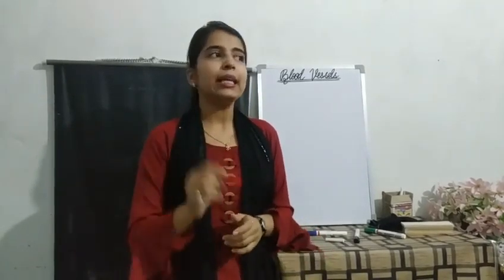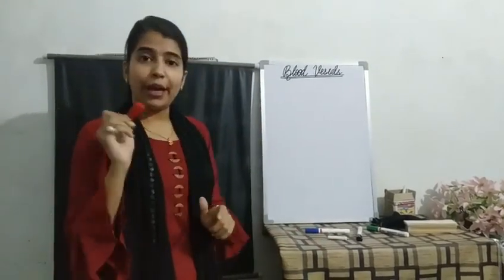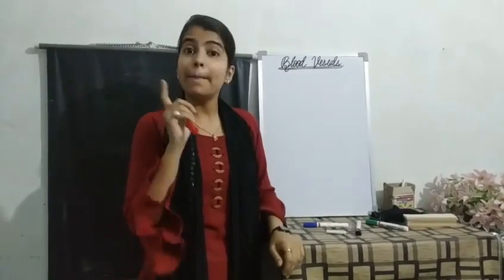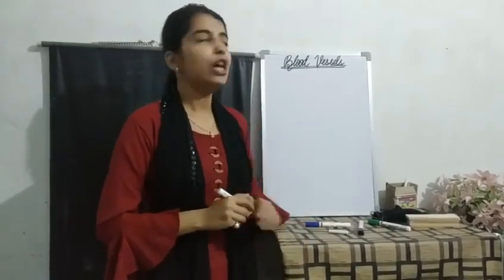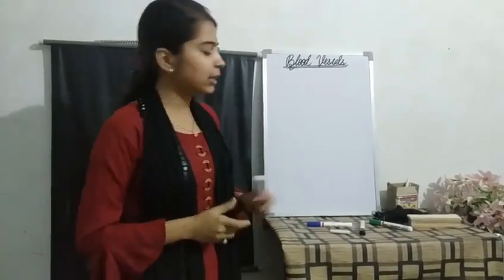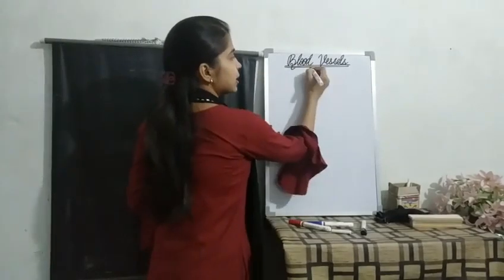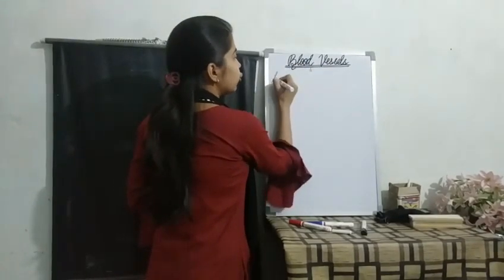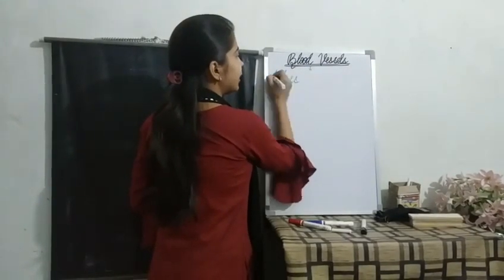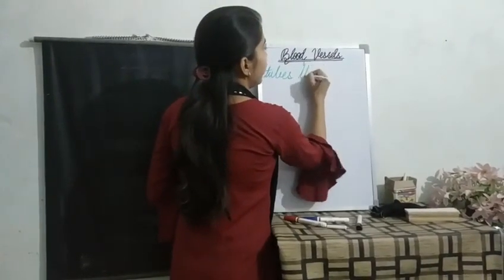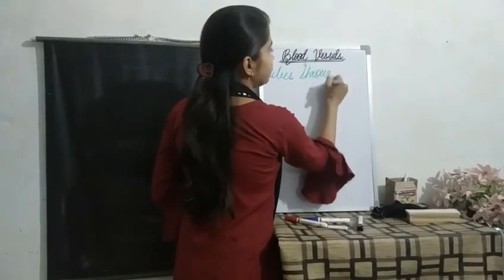Okay, and these structures where the blood flows are called the blood vessels. So if we have to define the blood vessels, I'll simply say that blood vessels are tube-like structures through which blood flows.